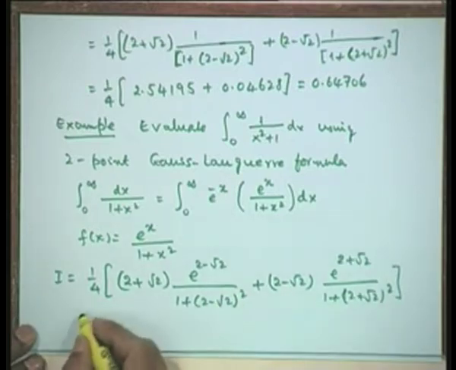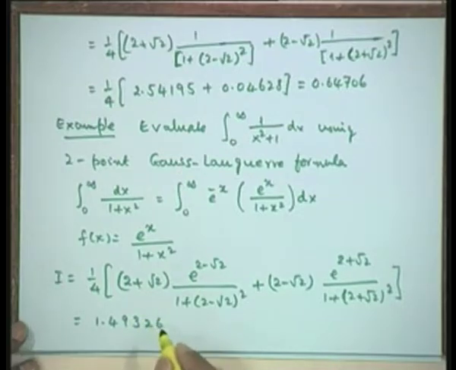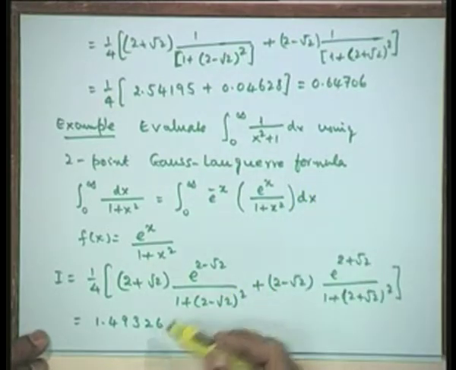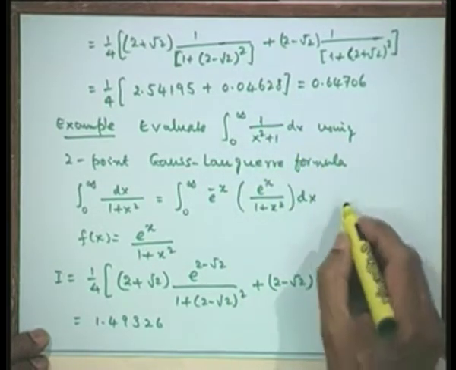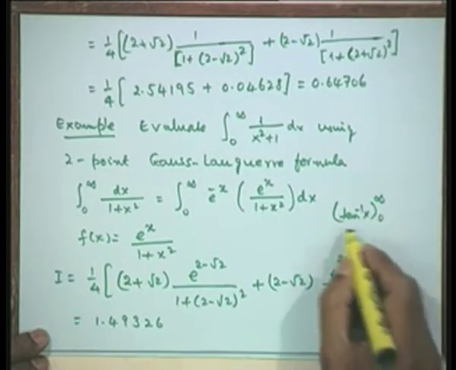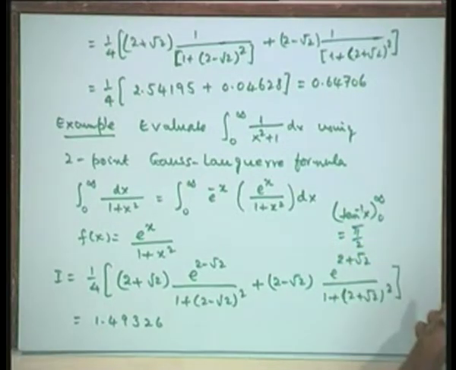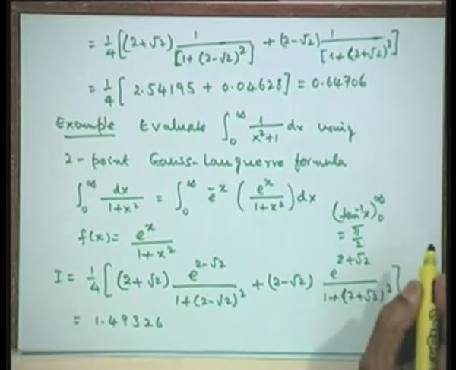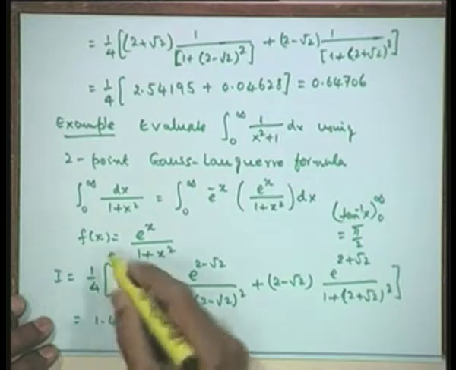This can be evaluated and I will give the result, you can compute it. This comes out to be 1.49326. Now, in this case you can actually compare your solution with the exact solution. This is simply tan inverse of x. So, I will have this exact result as tan inverse of x from 0 to infinity; tan inverse of infinity is pi by 2 and tan inverse of 0 is equal to 0. So, pi by 2 is the exact solution of this problem. This is approximately 1.5 something. So, we can compare the two results.